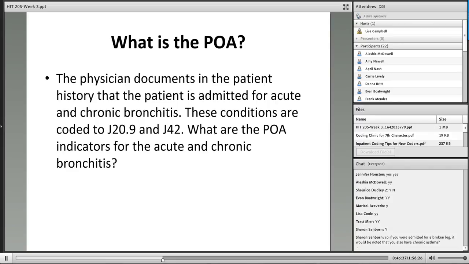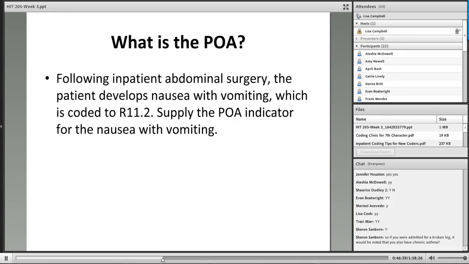Okay, next. Following inpatient abdominal surgery, the patient develops nausea with vomiting, which is coded to R11.2. Supply the POA indicator for nausea with vomiting.